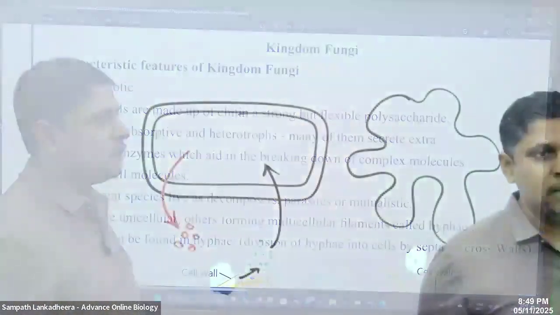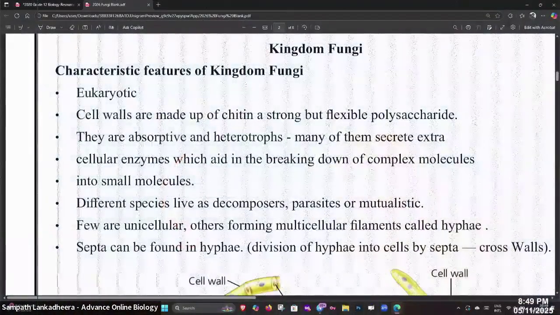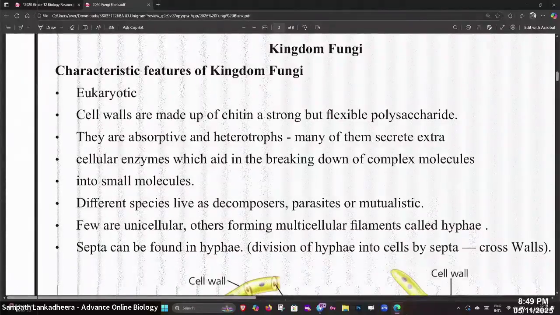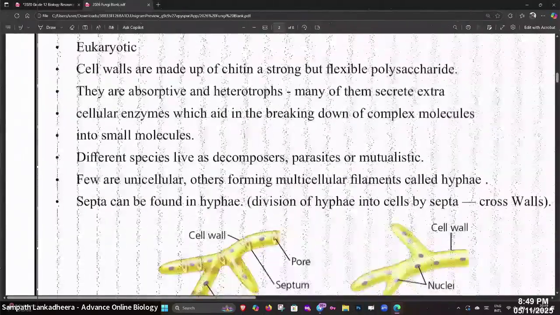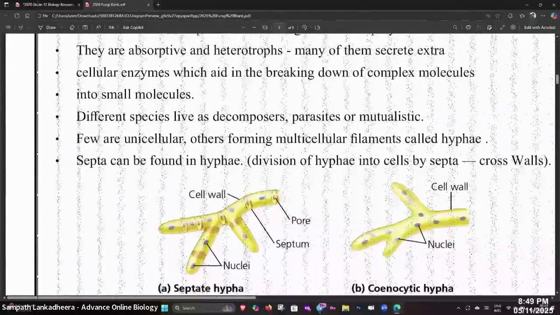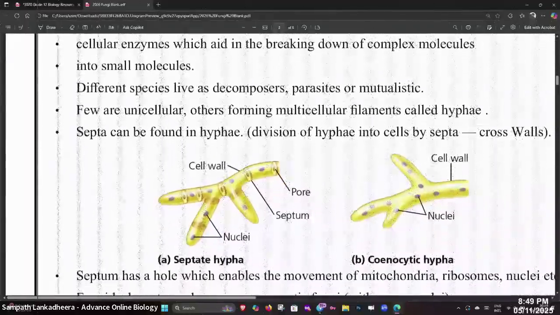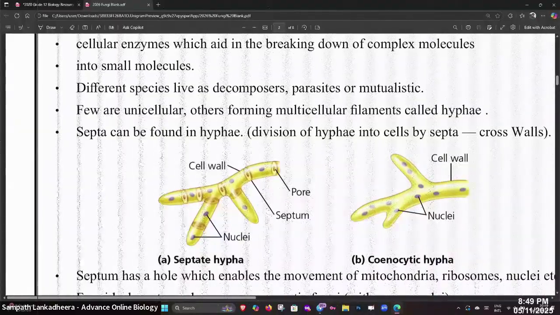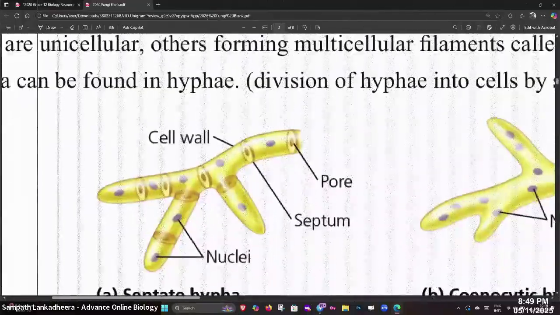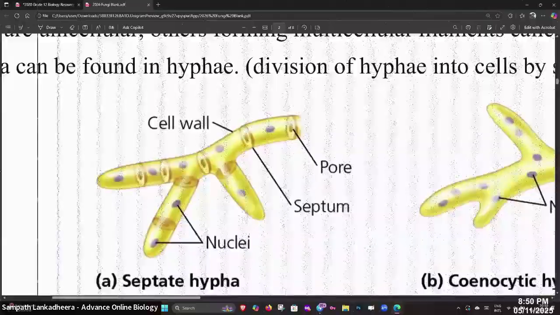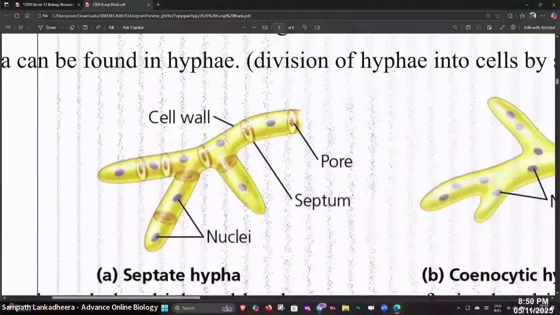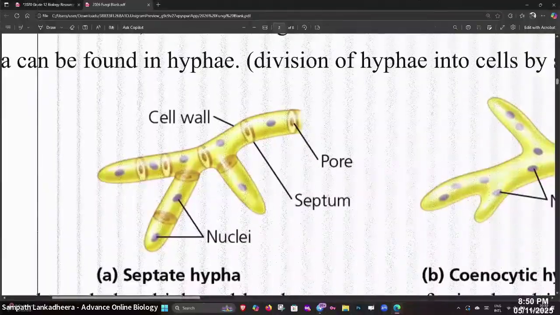Look at this, people. Eukaryotic. Cell walls are made up of chitin. They are absorptive heterotrophs, with enzymes which aid in breakdown of complex molecules into small molecules. Different species live as decomposer, parasite or mutualist. Few are unicellular. Hyphae are present, and then septae. Look at these, people. Cross walls are present or not. What do you call the cross wall? The singular term is septum.